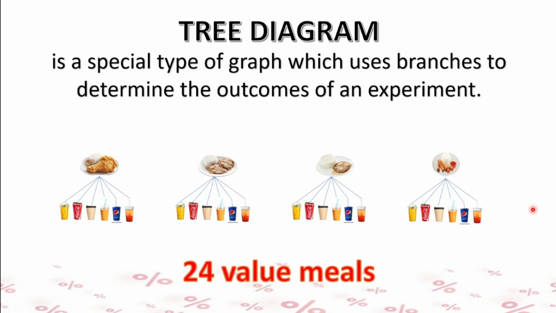And just like with the table, we came up with 24 value meals because we did not change the situation. We just changed the method by which we counted the outcomes.